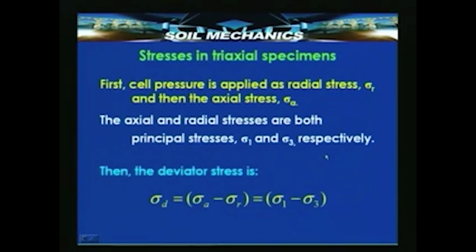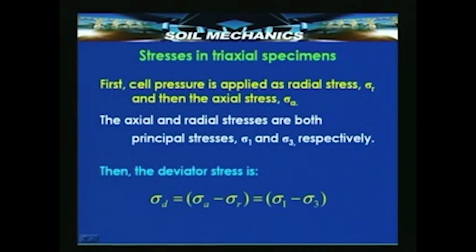What are the kinds of stresses and strains that develop in the triaxial test when we apply the so called radial pressure and the axial pressures? First the cell pressure is applied in the form of a radial pressure, and then the pressure is increased in the axial direction until failure takes place. So, the radial pressure is say sigma r and the axial stress is say sigma a.